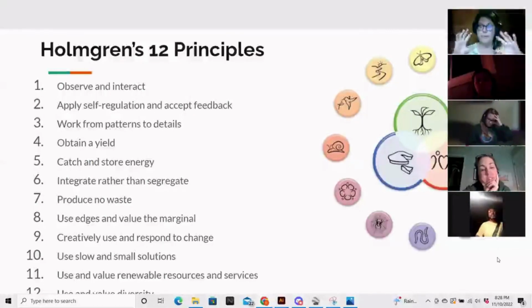Okay, so now we're gonna do number 10. Wow, we're like rocking and rolling right now. Nala. So use small and slow solutions. I like this one because I don't apply that too much in my life and I need to. So it's a good reminder.